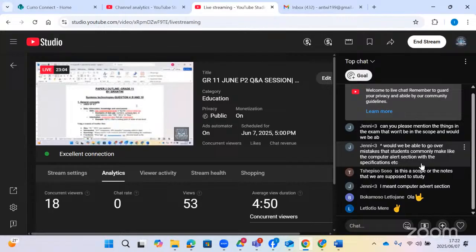Would we be able to go over mistakes that students commonly make, like the computer? We will do that also. Some of the common mistakes that you make in the theory section.